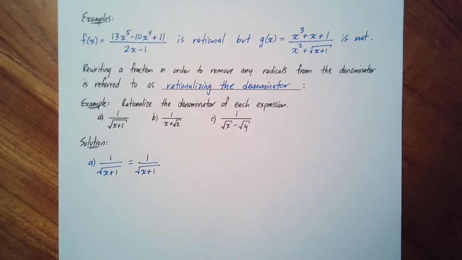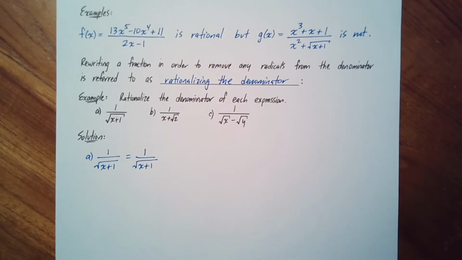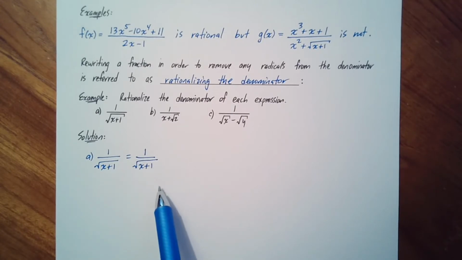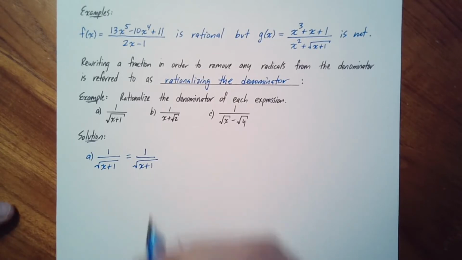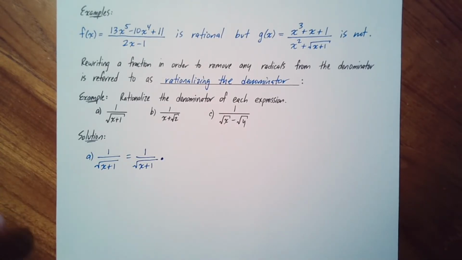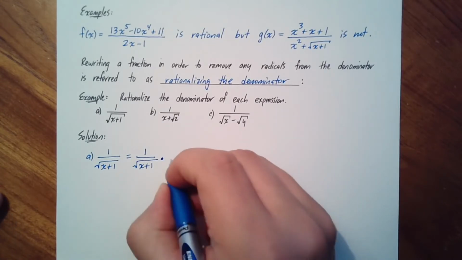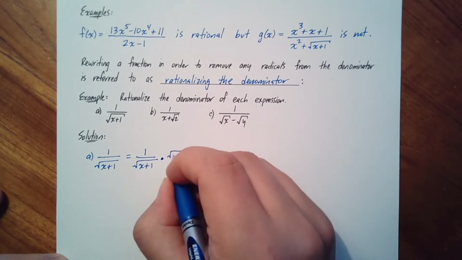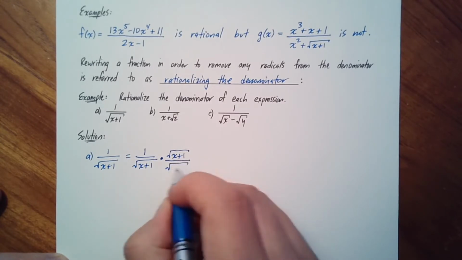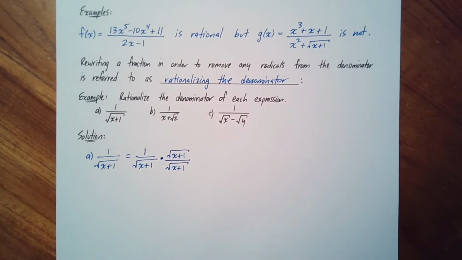Right, if you look at what I've written so far, nobody can call me a liar, because I've just written 1 over the square root of x plus 1 is equal to 1 over the square root of x plus 1. Well, I've just written the same thing on both sides of the equation, so of course they're equal. But I'm going to add something to the right-hand side, or not literally add it, I'm going to multiply it. But this is what it's going to be. I'm going to multiply it by the square root of x plus 1 divided by the square root of x plus 1.